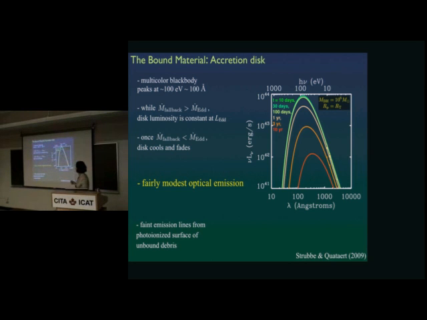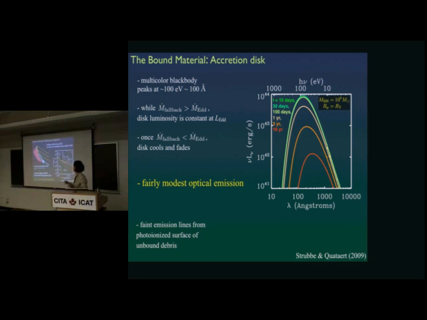However, the whole time, the optical emission is only down here, like 10 to the 40 or 10 to the 41 ergs per second, which is only a modest fraction of the brightness of the whole galaxy. And so it is going to be difficult to find tidal disruptions based on the emission from the accretion disk. Although on top of that, you can see there are some faint emission lines from the photoionized surface of the unbound debris, which could produce an interesting spectroscopic signature.